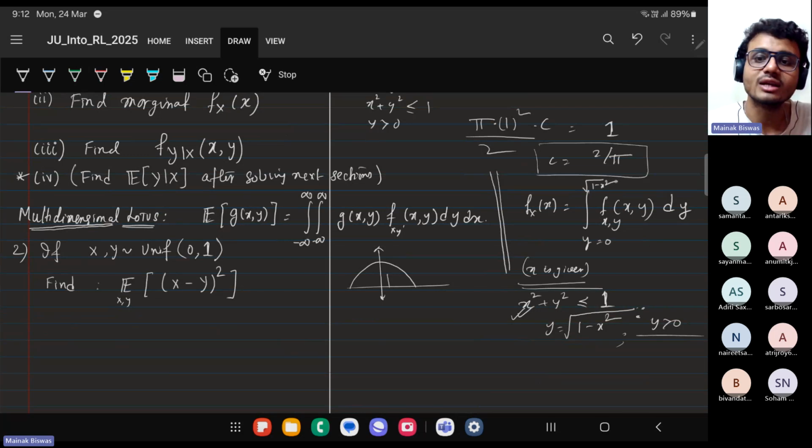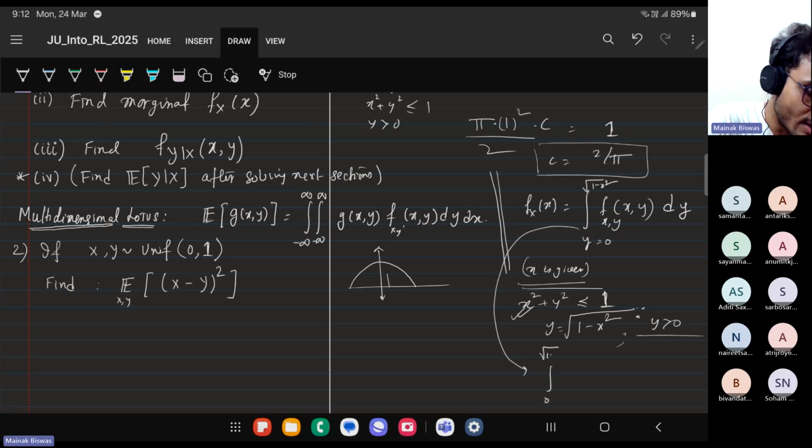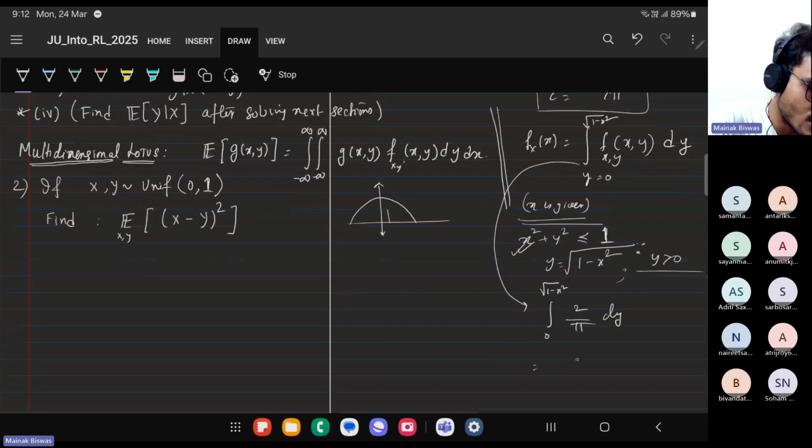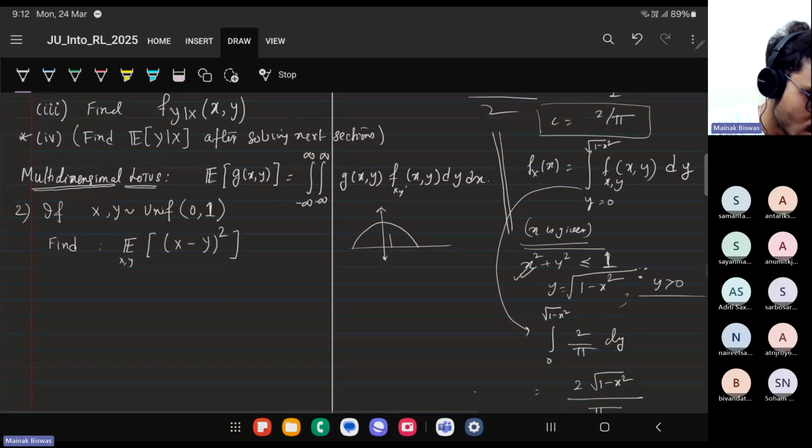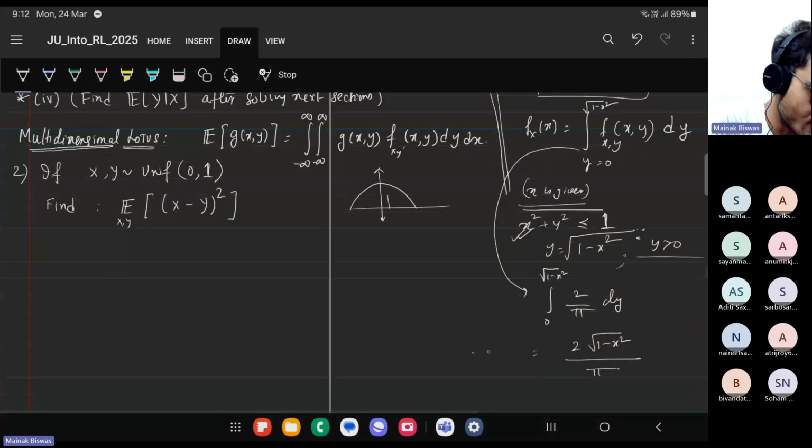So the point I'm trying to convey is that the integral limits can be a function of the other random variable as well. So now I can integrate between 0 and root of 1 minus x square, 2 by pi dy. This is nothing but 2 root of 1 minus x square by pi. Is this fine? Did I do something wrongly? Okay, so this is f of x. This is the marginal over x.